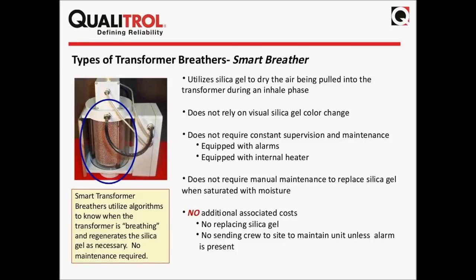It doesn't require any additional maintenance. You don't have to replace the silica gel once it's saturated with the moisture. And there are no additional associated costs. So you don't need to replace the gel. You don't need to send the crew out there unless an alarm condition is present. And then they'll know exactly what type of alarm is happening, so they know when to fix the breather or when to go check that there's an issue.